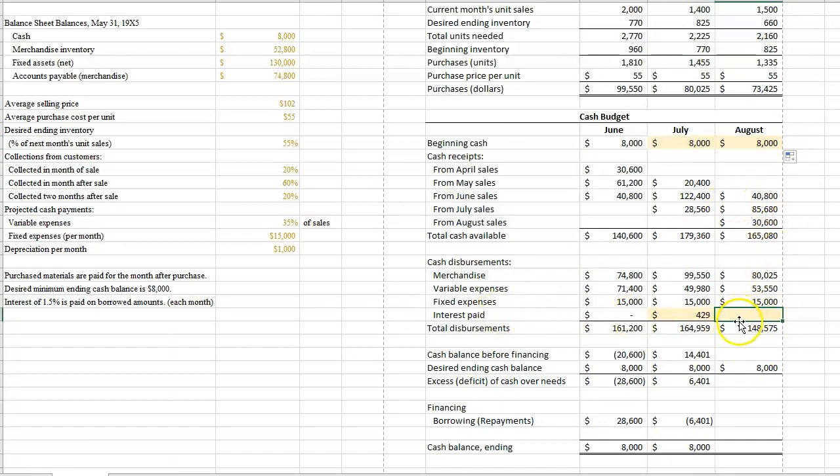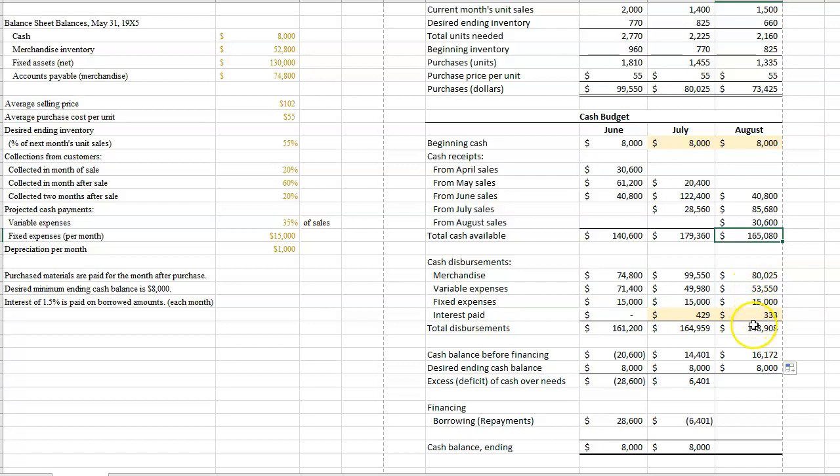We need to find our interest paid. Let's figure out what the balance is. We borrowed $28,600, but then we paid back $6,401. So whatever that balance is, we have to pay 1.5% on that. I'm pretty sure this number, by the way, is being rounded, so don't worry about rounding it. Go ahead and round it to the nearest dollar. You don't want to drag that out to cents. We can be off by 1 cent. Immaterial.